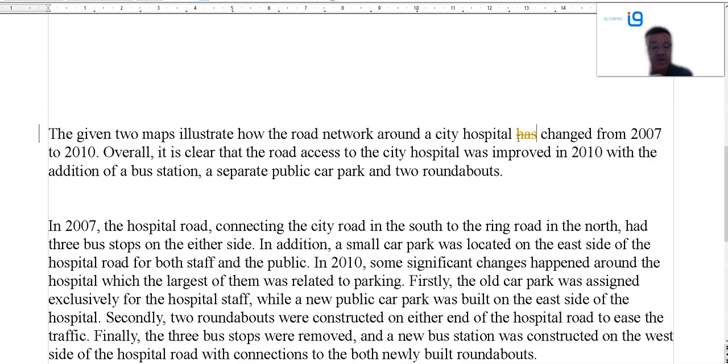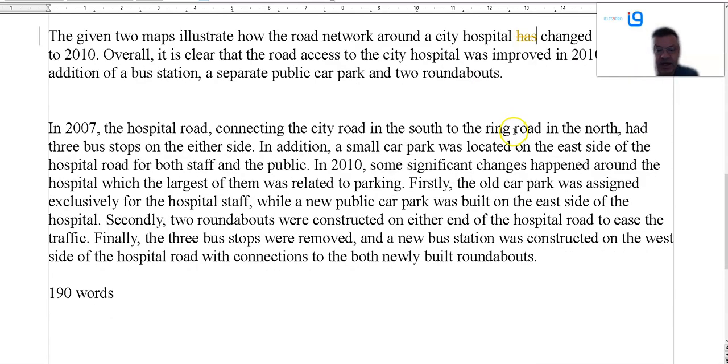So, change from 2007 to 2010, the road access was improved in 2010, but car park, 2 roundabouts. That's good. That is very good. In 2007, Hospital Road was next to us in the south, to the roundabout in the north. Anyway, south, north, I would capitalise those. The road had 3 bus stops on either side. A small car park was located on the east side of Hospital Road for staff and the public, or simply for both staff and public. In 2010, some changes happened around the hospital, the largest of which.